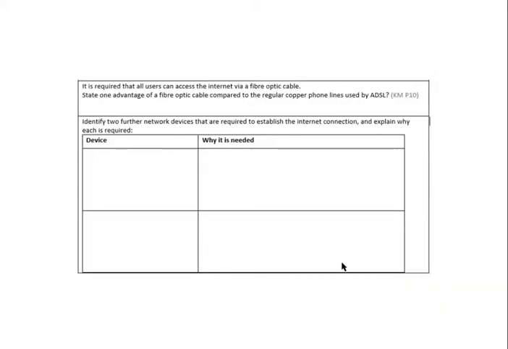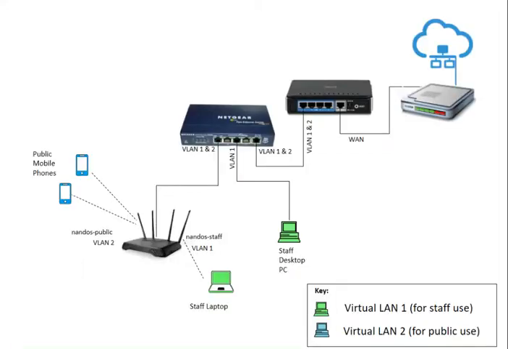So, of course, the last part of the question is to draw the network. Well, there it is. So feel free to copy it. So it's one physical network logically divided into two separate virtual local area networks. One for staff and one for public. So that's more secure for everyone. So there you go.